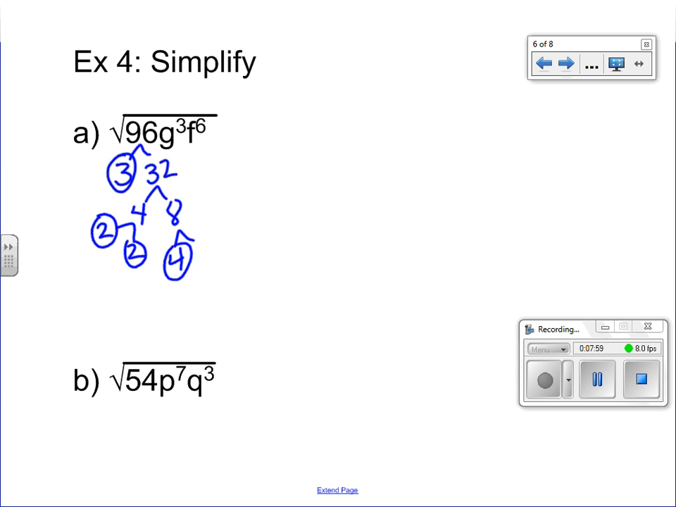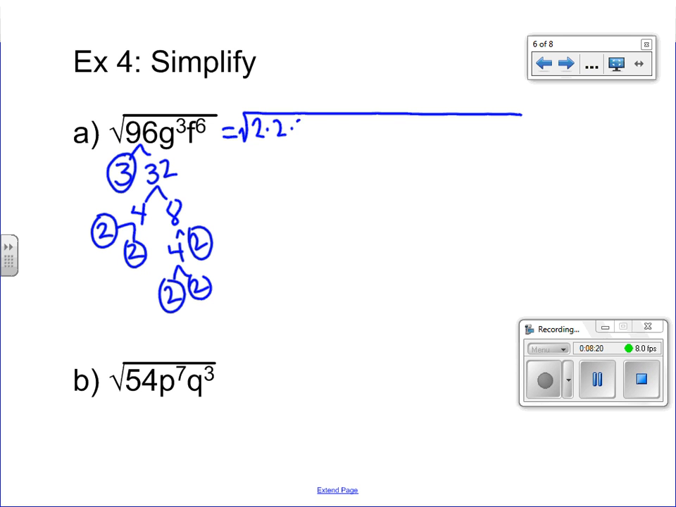Sorry. We'll split into 4 times 2. And 4 splits into 2 times 2. So I could rewrite this and say, instead of radical 96, g to the 3rd, f to the 6th, I have radical 2 times itself 5 times, 3 times g times g times g times f times f times f times f times f. That's 6 times f. So any doubles I have, I can pull outside of that radical.